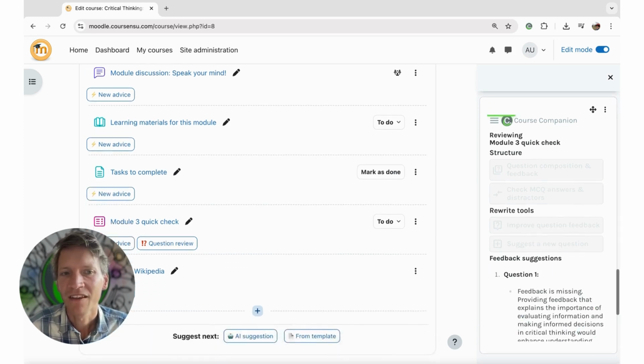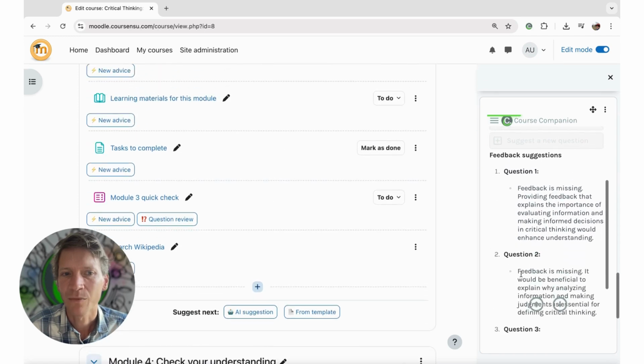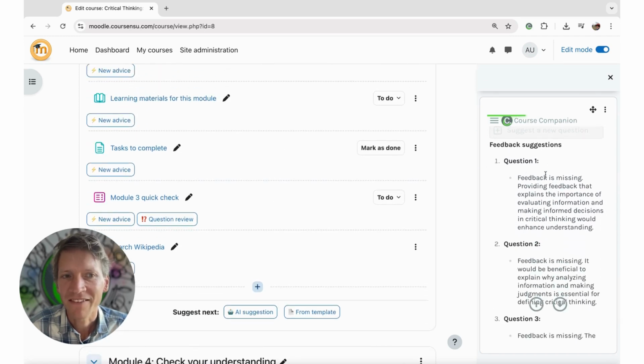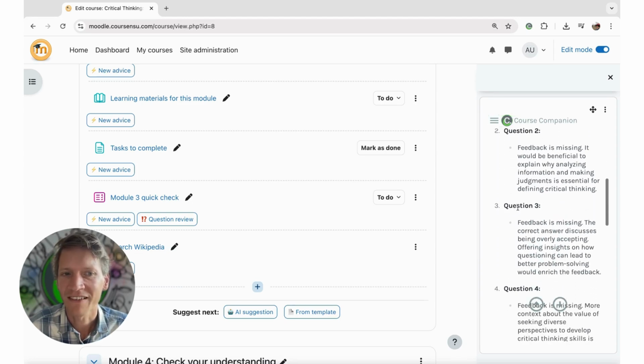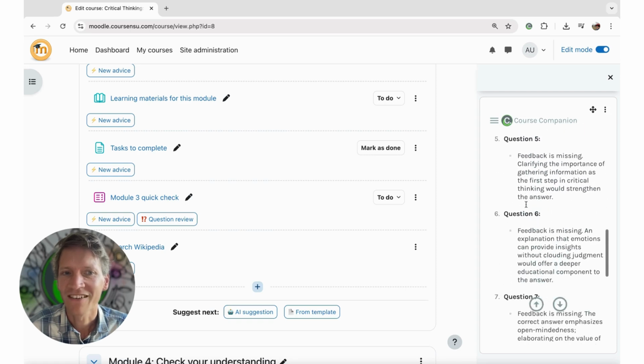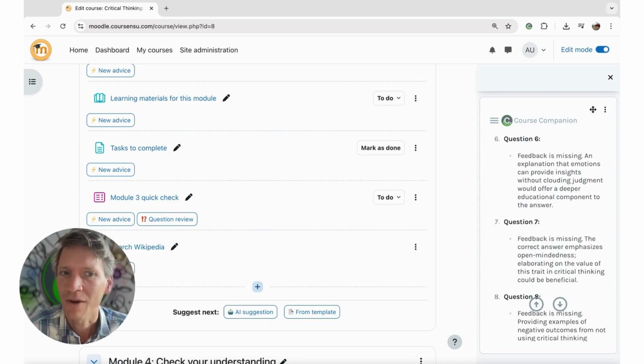What happens now is I'm getting a sort of report effectively of the quality of the feedback and areas that I can improve it. So it's gone through to question 1 and it's saying the feedback is missing. It says you need to provide feedback that explains the importance of evaluating information, which is related to the question. Same for question 2. The feedback is missing. What you're seeing here is actually there is no feedback for any of the questions in this quiz. And if you selected A, B, C, or D for the MCQ answers, you'd always just see correct. Choice B was correct. And that's all it says because that's sort of the built-in default behavior.